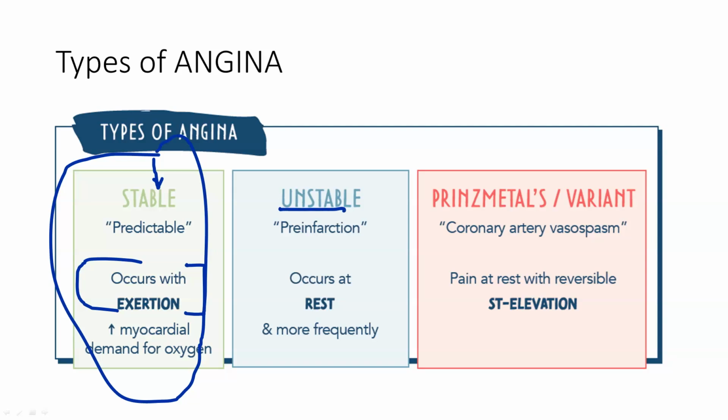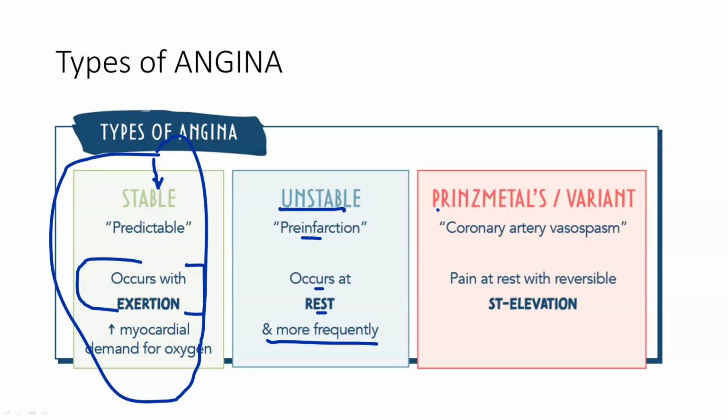Whereas unstable is a pre-infarction, starts occurring at rest and starts occurring more frequently. Pain, chest pain or leg pain or whatever, it does not matter. It should not wake us up in the middle of the night. If it's doing that and we're talking about chest pain, it's a warning sign that we need acute intervention. Unstable will include STEMI and NSTEMI.